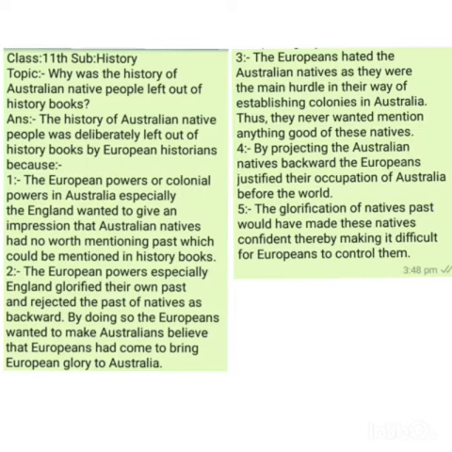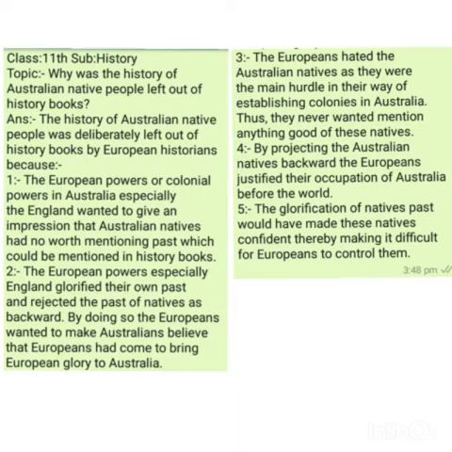Number one. Number two, these European powers, especially England, glorified their own past and rejected the past of the natives of Australia. By doing so, the colonialists, the European powers who had come to and occupied and colonized different parts of Australia, especially England, wanted to give an impression to the native Australians that these European powers had come to civilize them.